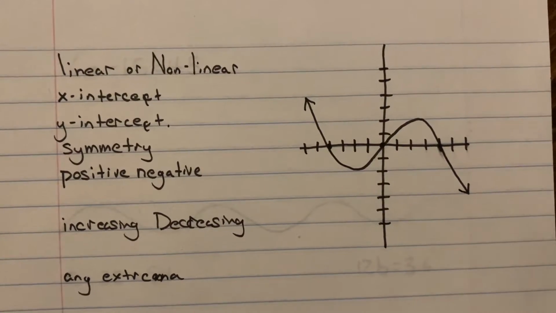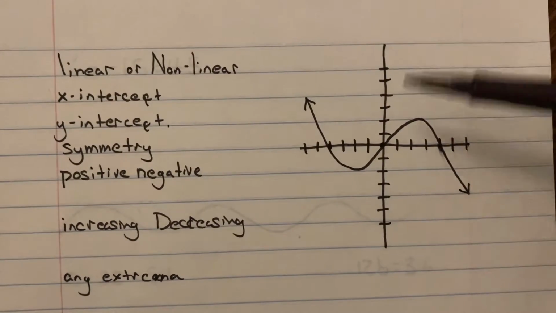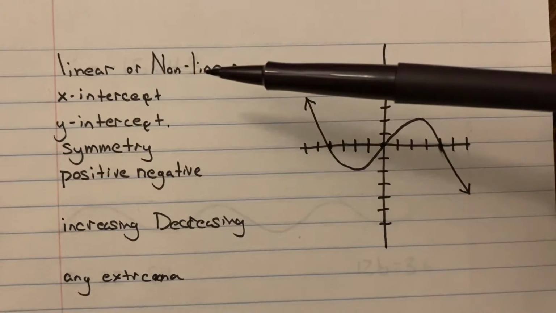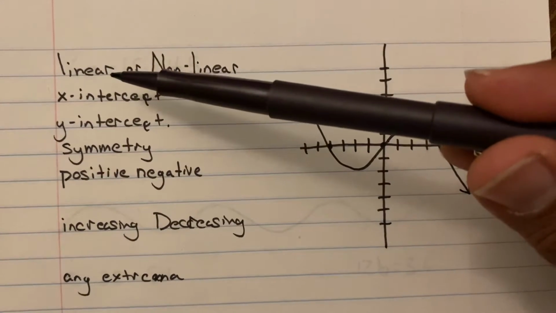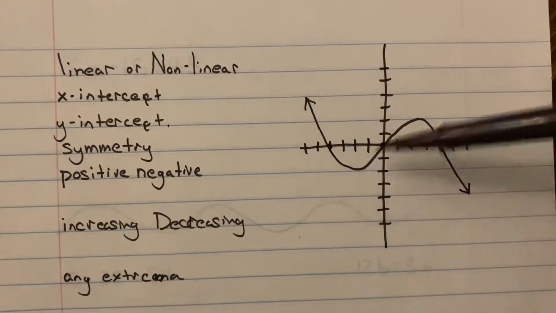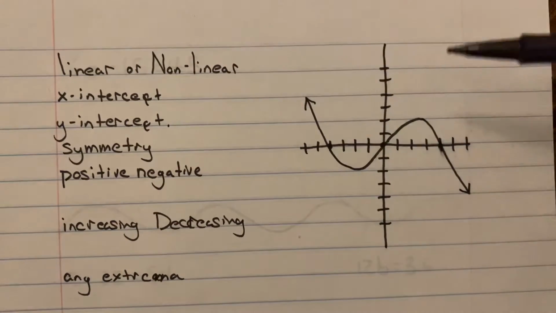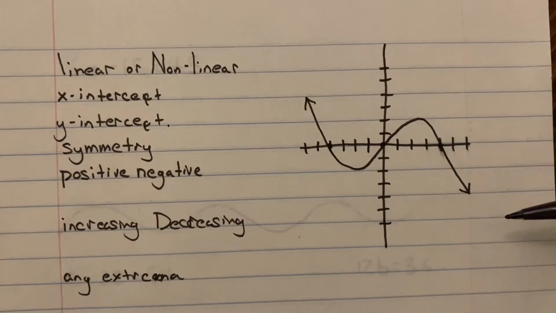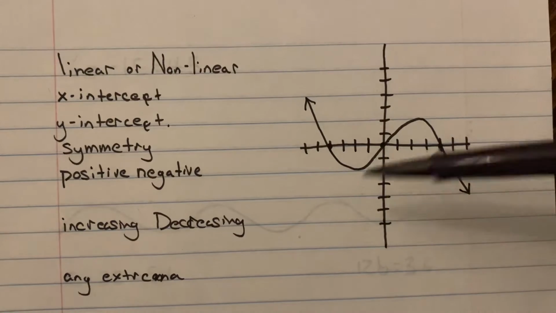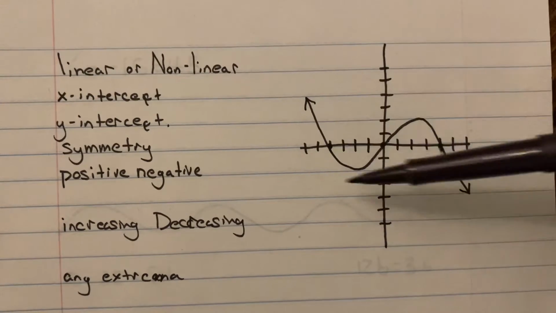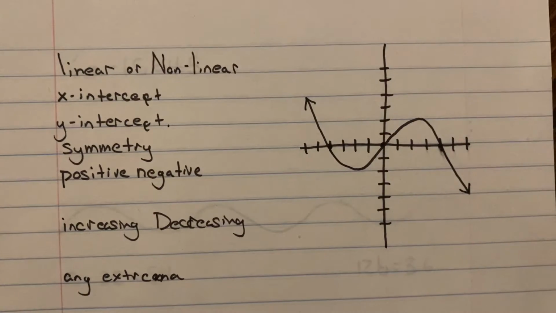All right, let's talk about how to describe a graph here. So linear and nonlinear. Linear means a straight line with no movements at all, just a straight line. Nonlinear would be a description of this. This is nonlinear. Even though it's continuous, it is not linear. This is nonlinear.